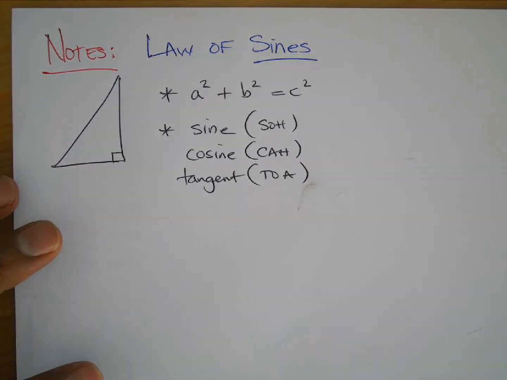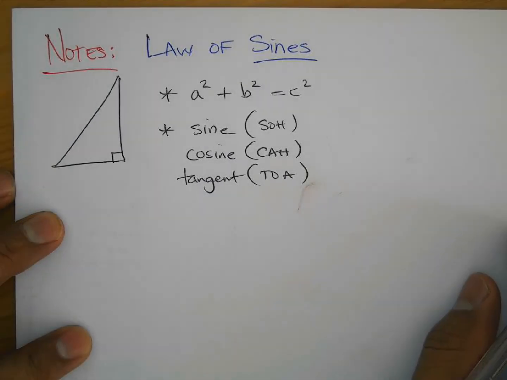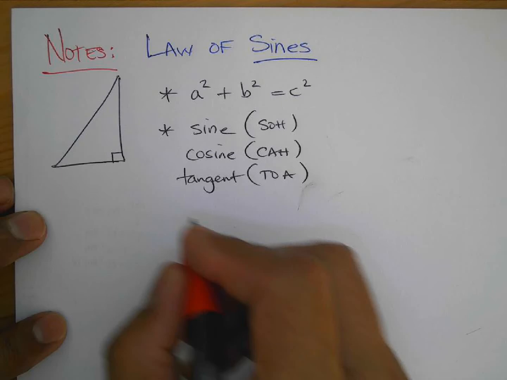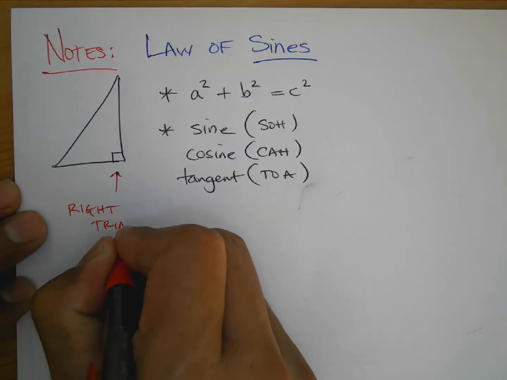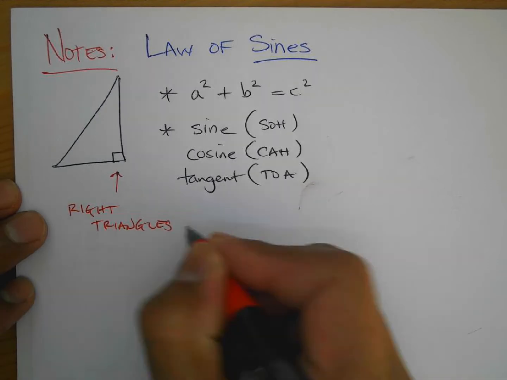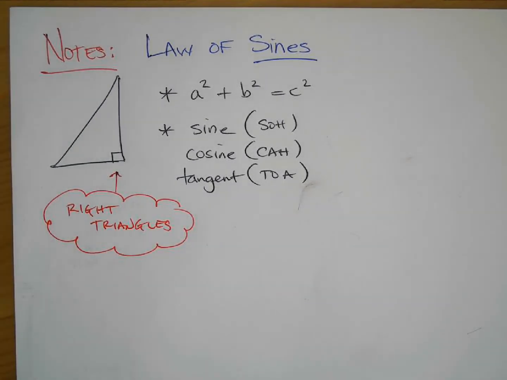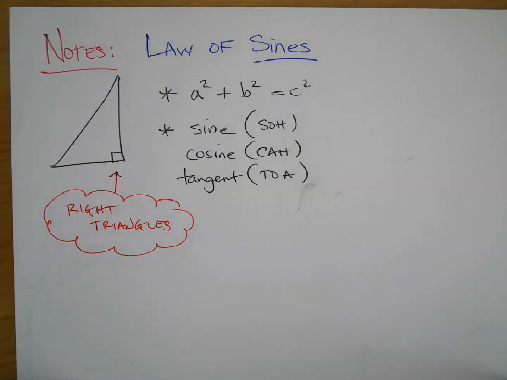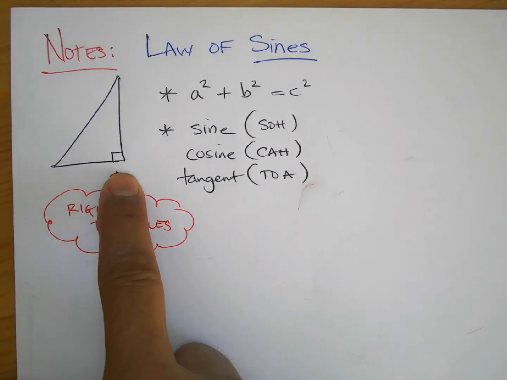We've been using that. Well, now you can't use these anymore, because remember, these can only be used for right triangles. What we're going to get into now is using these new formulas, and this one's called the law of sines.